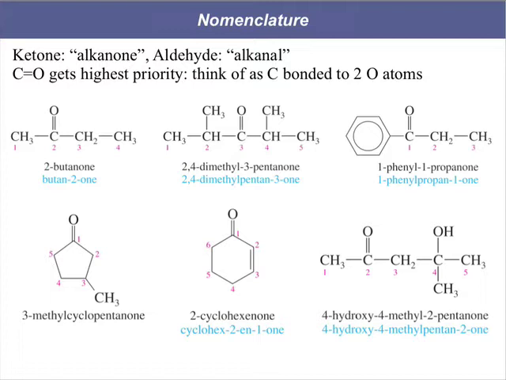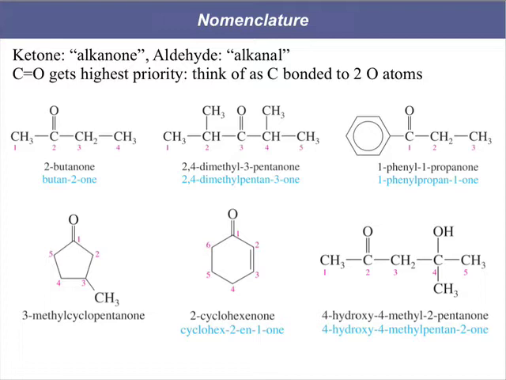Let's talk very briefly about nomenclature of these groups. Generally speaking, the ketone is named as an alkanone, and the aldehyde is named as an alkanal. In naming ketones and aldehydes, the carbonyl typically gets the highest priority of any other substituents. You can think of it as a carbon bonded to two oxygen atoms, or a carbon with two bonds to O. So because of that, it's a high priority group.